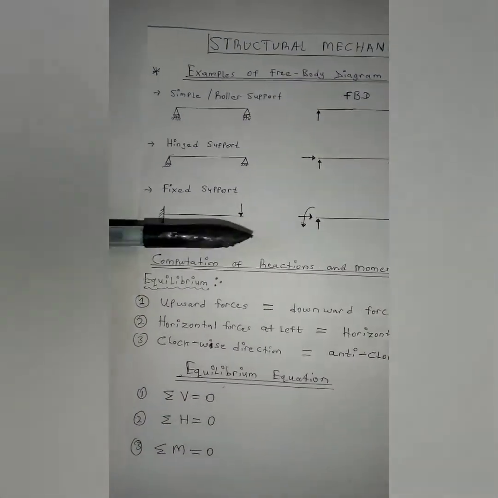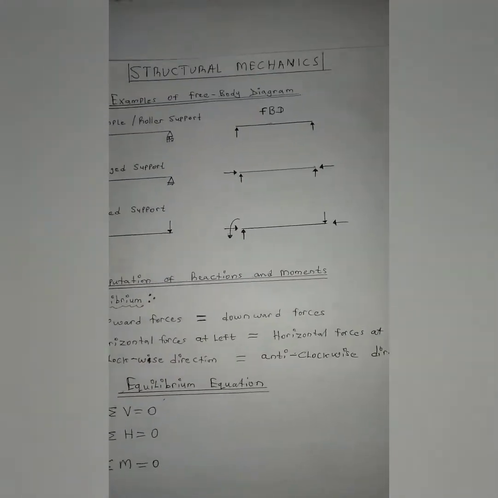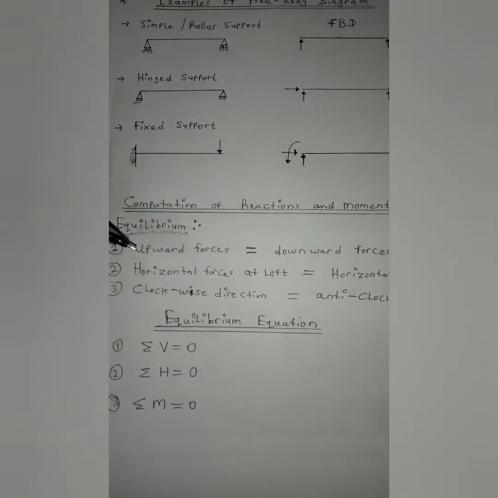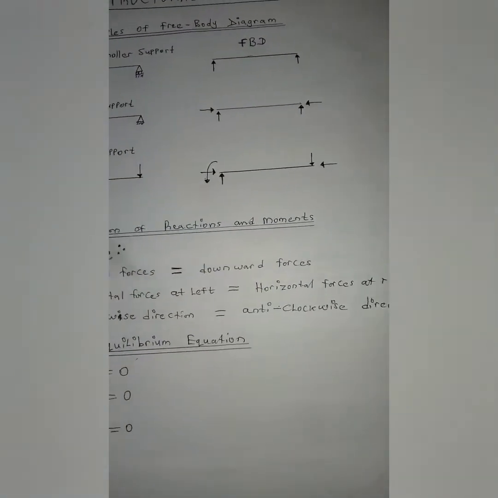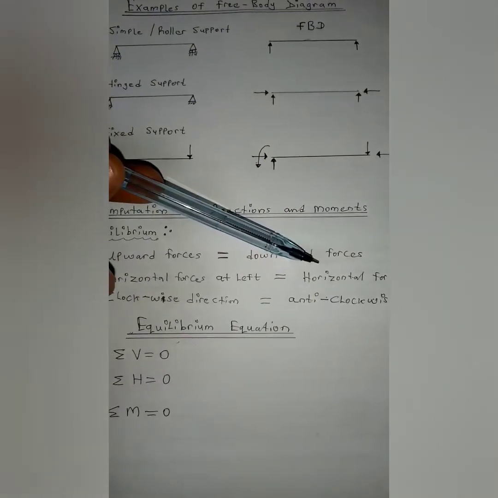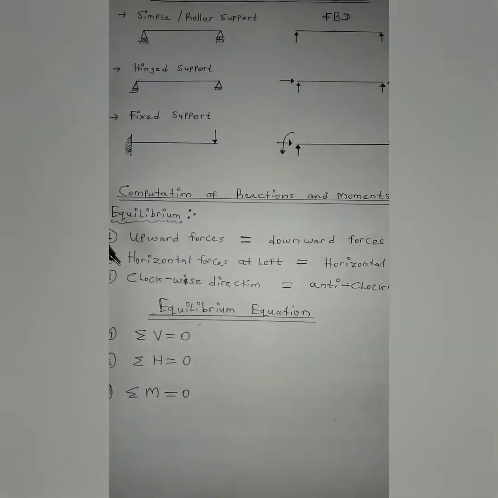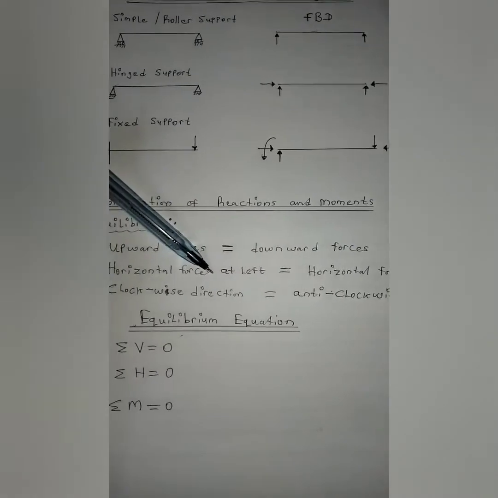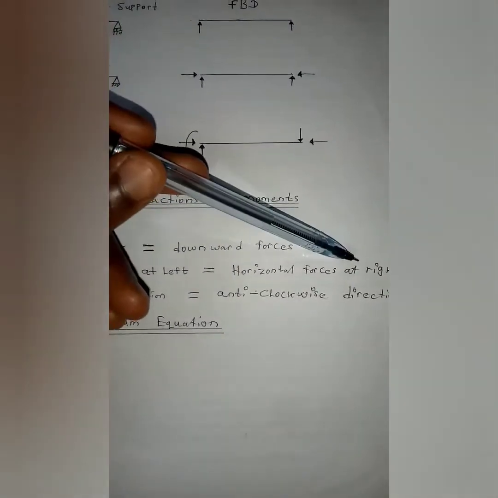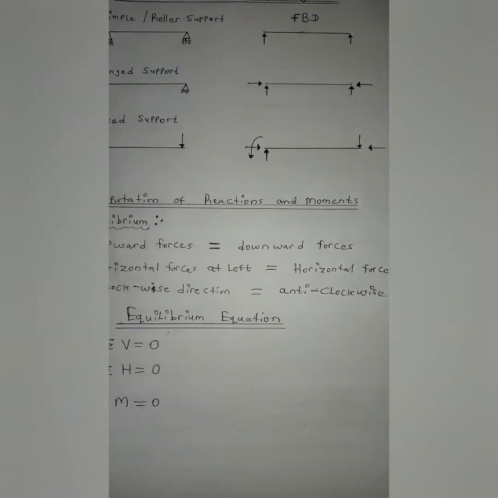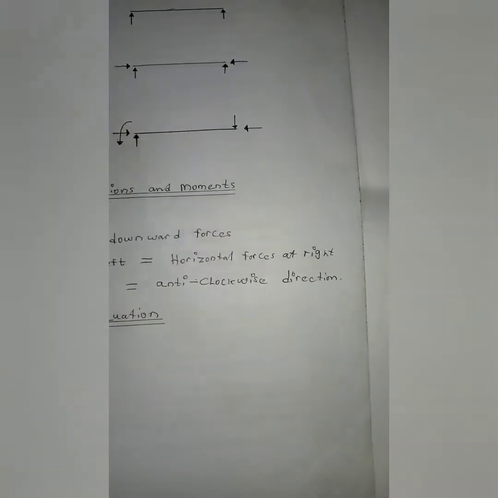So we are going to look at computation of reaction and moment. The first one says upward force is equal to downward force, which means upward force will always equal downward force. For horizontal forces, the force at left is equal to the horizontal force at right. Then the clockwise moment balances the anti-clockwise moment.